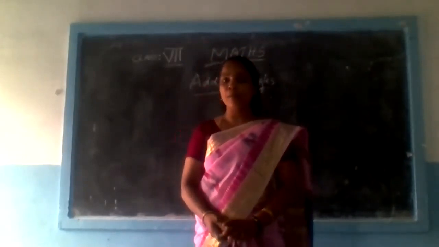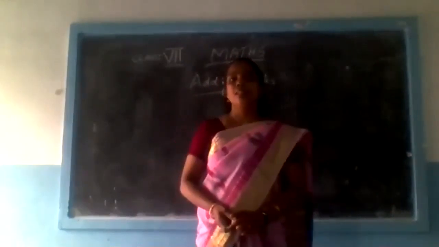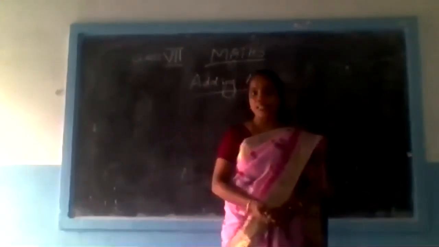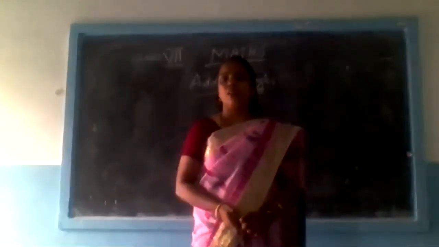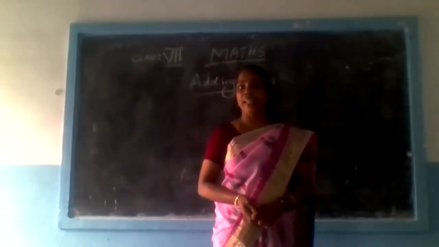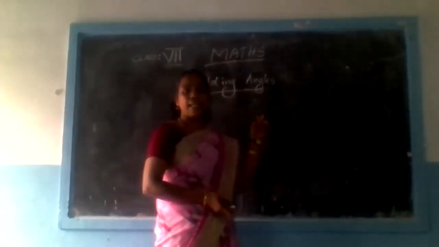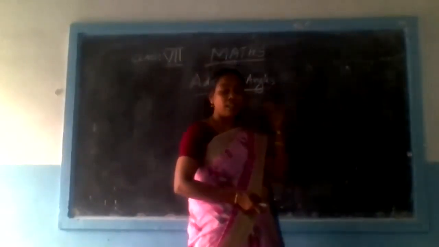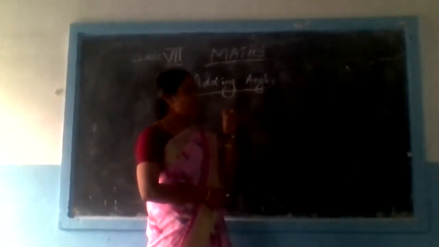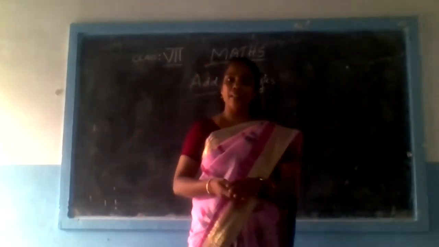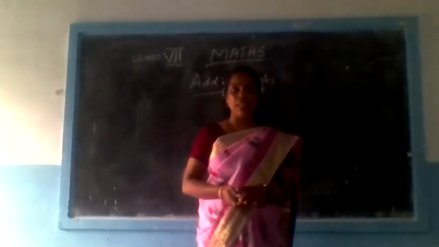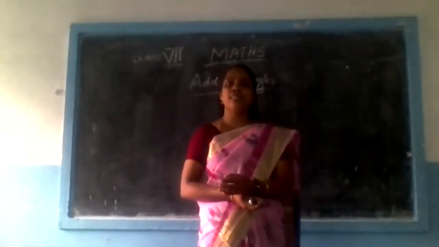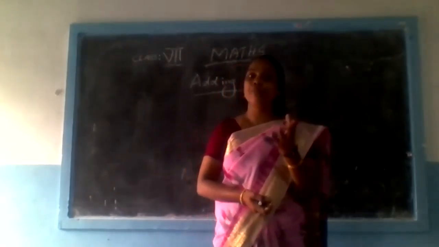Today is the first class of maths in 7th standard, chapter 1, Adding Angles, part 1 of the maths textbook. Always remember, what is the heading of our chapter? Adding Angles. What is the syllabus of this chapter? Angles are added. One angle is given, that angle is divided into two parts, and we find the sum. And we simply find the difference of the angles also.